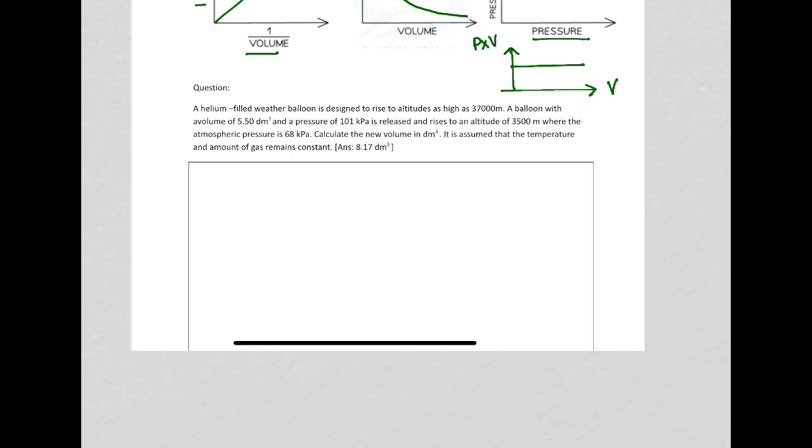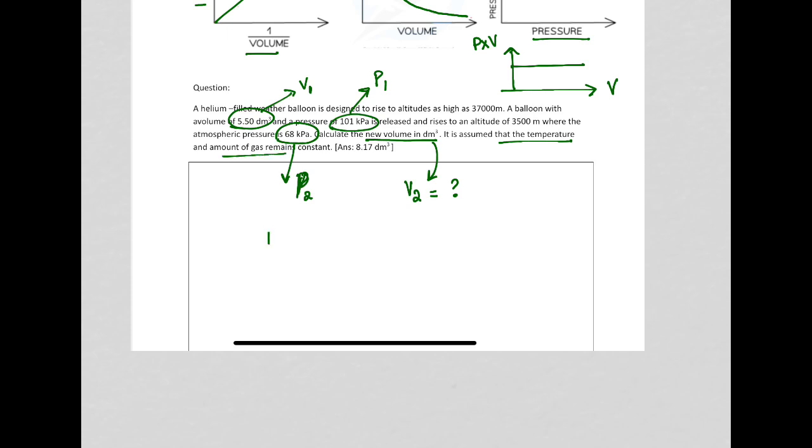Now we're going to apply this relationship in a question here. So it is said that the balloon has a volume of this. So this is V and a pressure of 101 kilopascal. So if this is V1, this is P1. And when it rises, the atmospheric pressure reaches this. So this is P2. Calculate the new volume in dm cube. So we need to find V2. So this is unknown. So temperature stays constant. Amount of gas is constant.